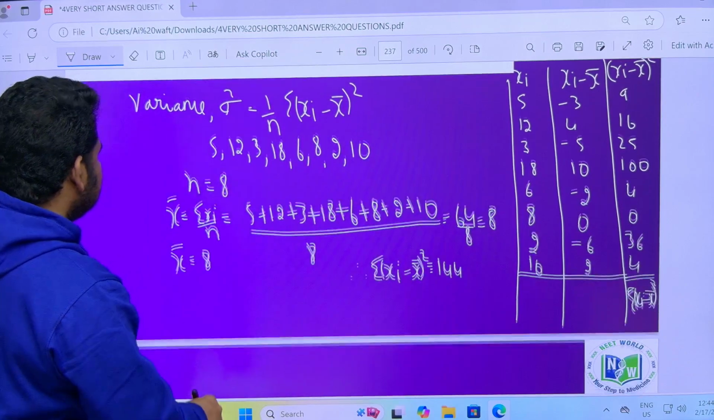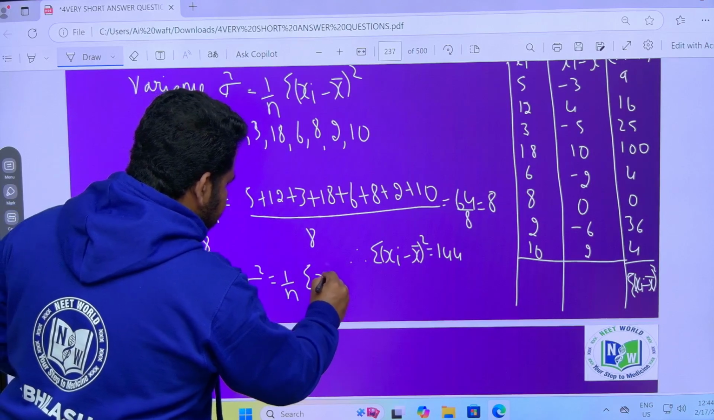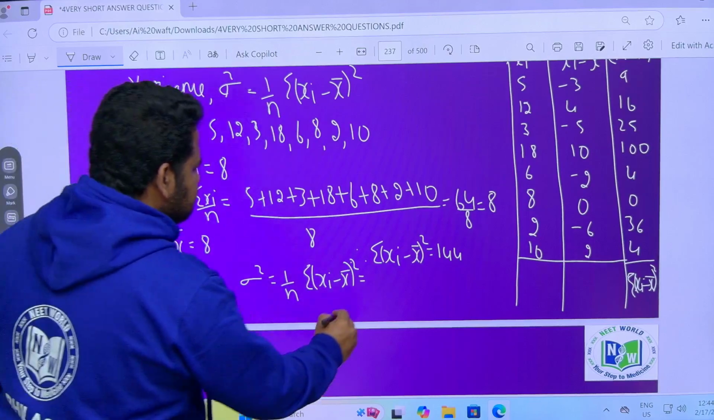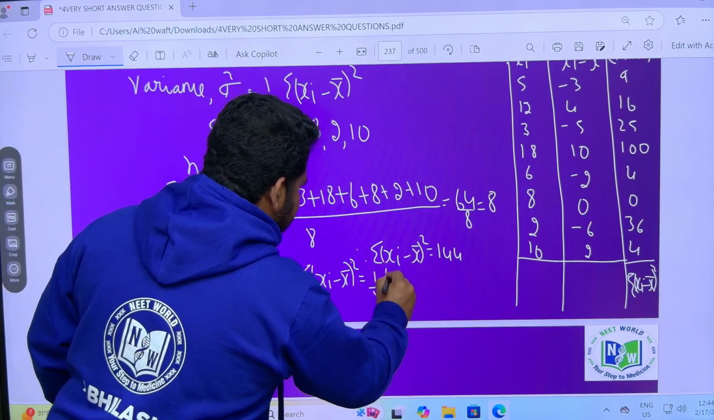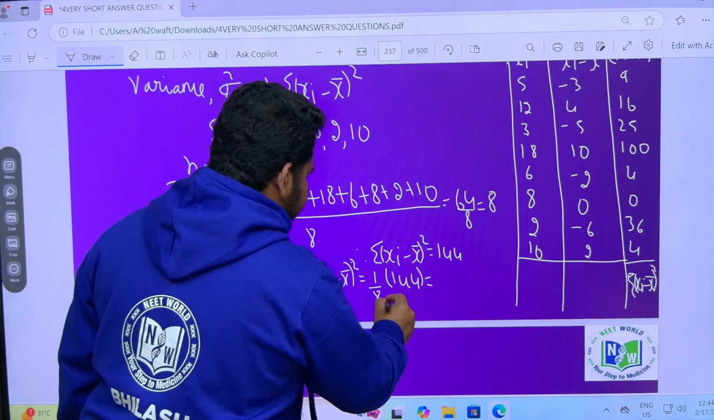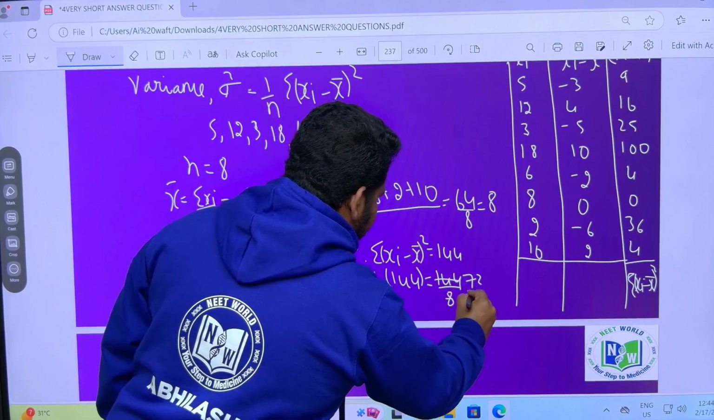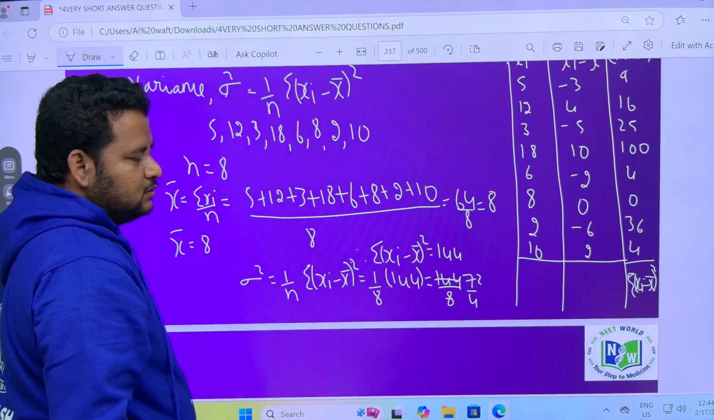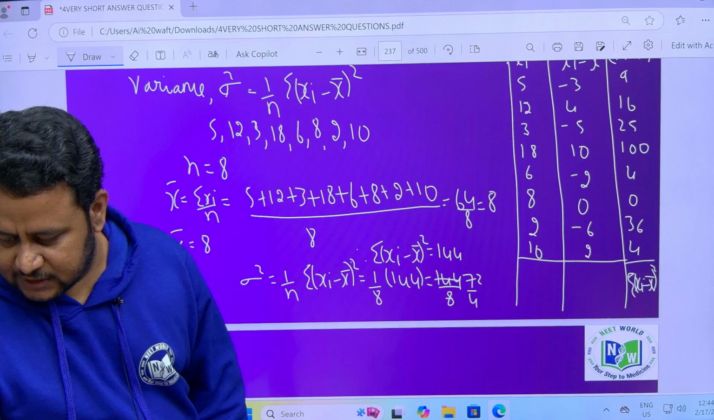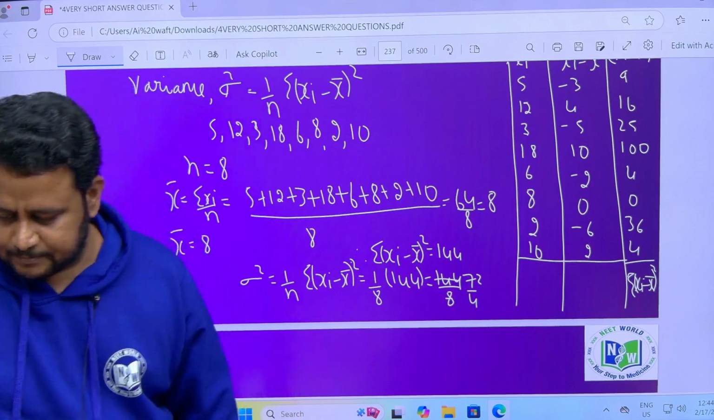Now what we have to find is the variance. Variance is 1 by n summation of xi minus x bar whole square. The number of observations is 8, so it is 1 by 8 into 144. So 144 by 8 is how much? But let us check whether 144 is correct. Somewhere have we made any mistake? Let us check.